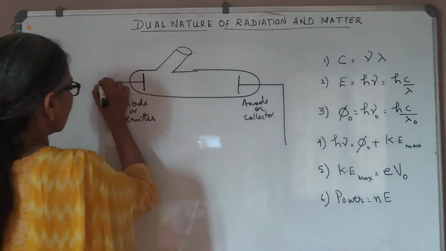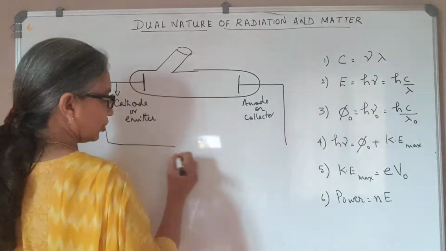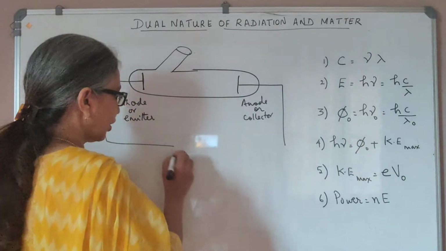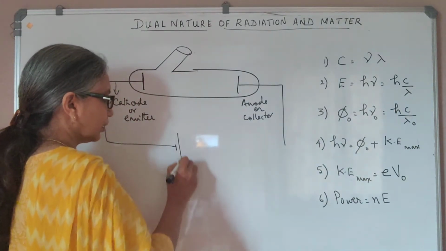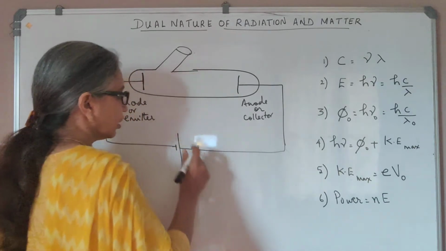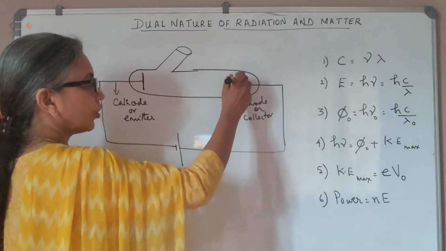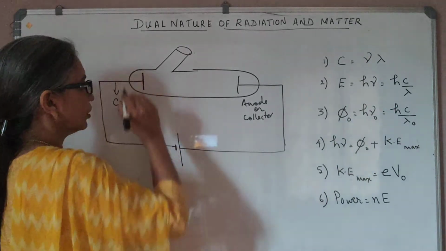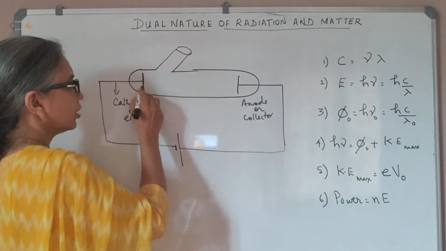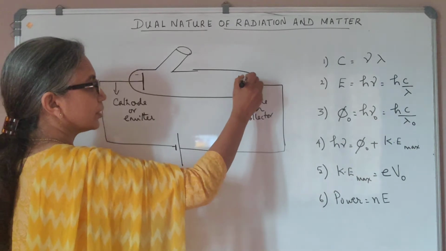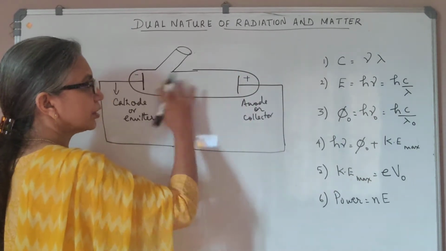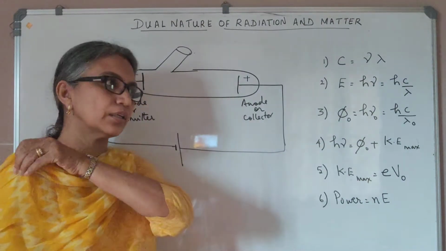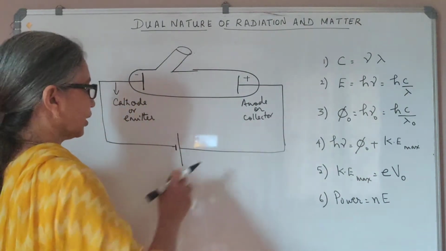These two are then connected to an external circuit. I'm not drawing the whole circuit. The whole circuit is there in your textbook. So I'm just drawing a battery here, a cell. Now we have the anode connected to the positive terminal and the cathode connected to the negative terminal, so that the cathode is at a negative potential and the anode is at a positive potential. There is a potential difference between the two plates, the cathode or emitter and the collector. This is also called the collector.